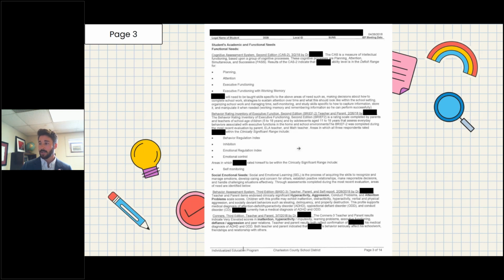And the child rated himself too, or herself, rated themselves. Got it. It says himself, oops, to be clinically significant in the range of self-monitoring. So it's always good to check in with the student and say, how does this student think they're doing? But clearly the adults in his life agree that he's got some significant areas in emotional control and regulation, behavior regulation, and inhibitions, right? That's classic ADHD, right? Classic ADHD.